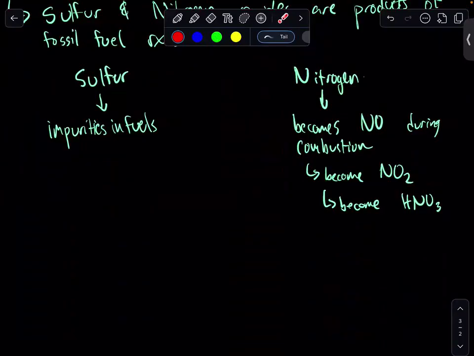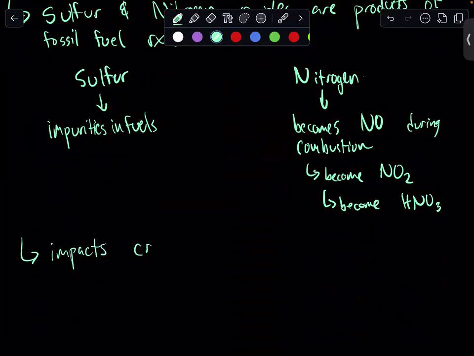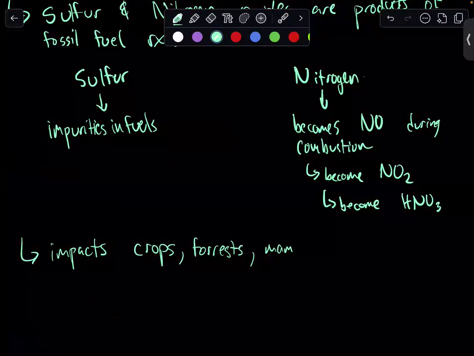Anyways, the big deal here with acid rain is, of course, it impacts crops, forests, mammalian respiration, and other animals' respiration. And then it also moves back out into the ocean and also impacts aquatic life. So ocean, streams, rivers.